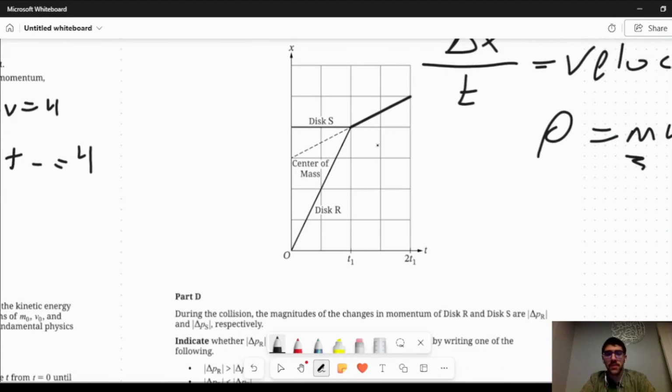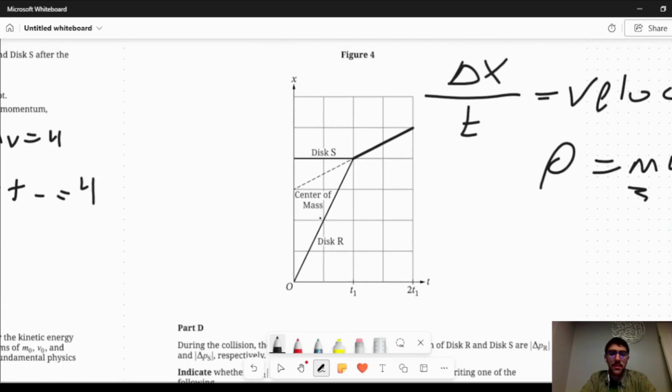Okay, moving on, let's go to disk R. So we know that disk R's momentum was initially mv. Let's just say its momentum was 1. And then after that, it was negative 1/2. So the first thing I know is that it's going to be pointing downwards, because now it's negative and not positive. And then the magnitude of its slope, so let's say this thing is 1, it's going to be 1/2 of this. So this was up 4 to the right 2.